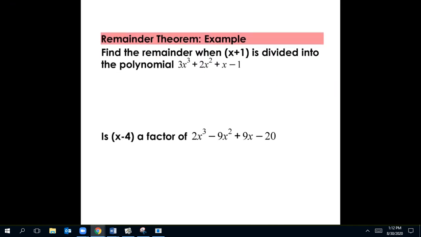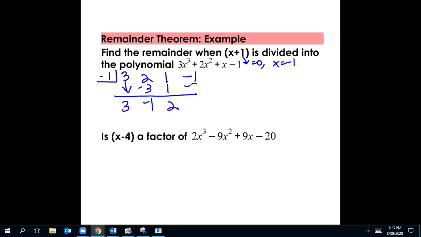Why don't you guys pause the video and try these two examples, and then we'll go over the answers when you unpause. Set that equal to 0, x equals -1, 3, 2, 1, -1. Bring it down, multiply, multiply, multiply, and add. So we bring it down, multiply, add, multiply, add, multiply, add, and then that's our remainder, and so -3 is the answer.